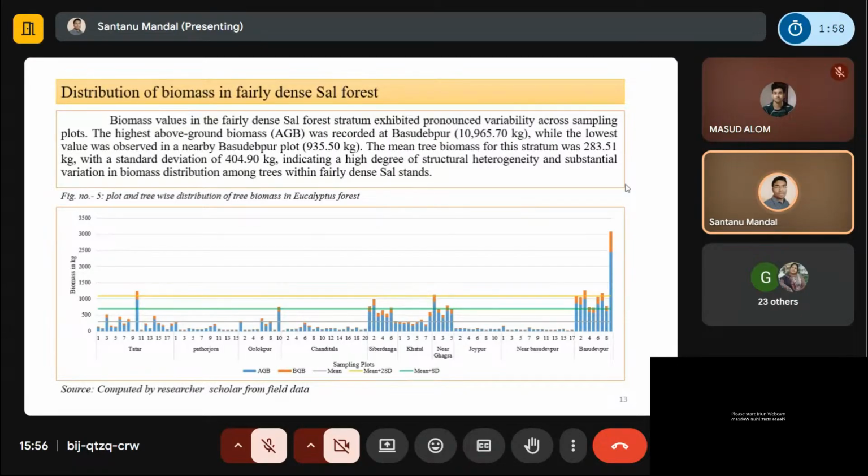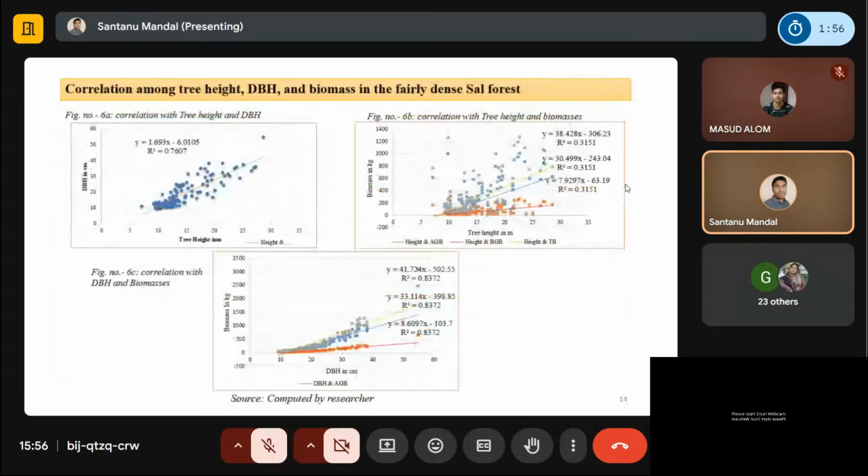Next, this correlation also found a positive correlation, but the overall DBH remains the best predictor for biomass estimation in fairly dense sal strata.